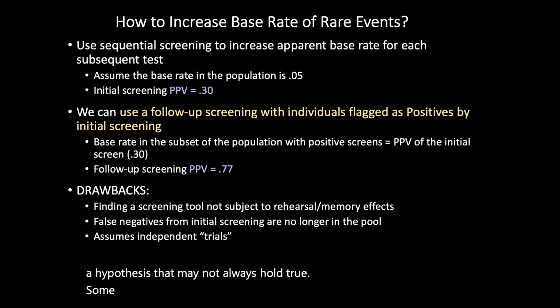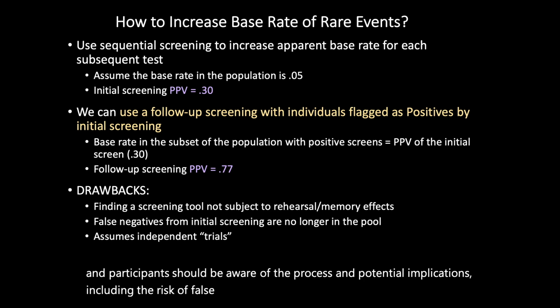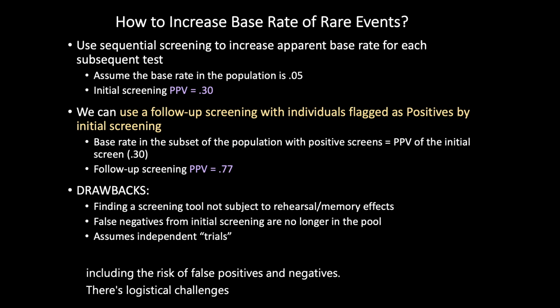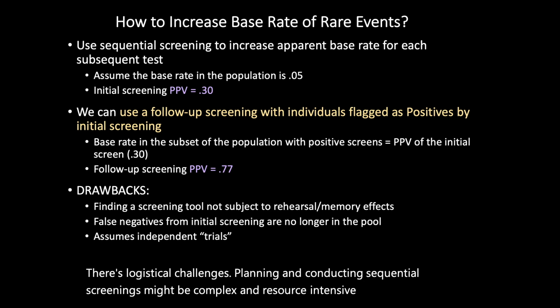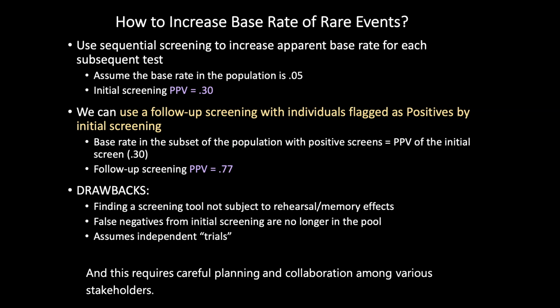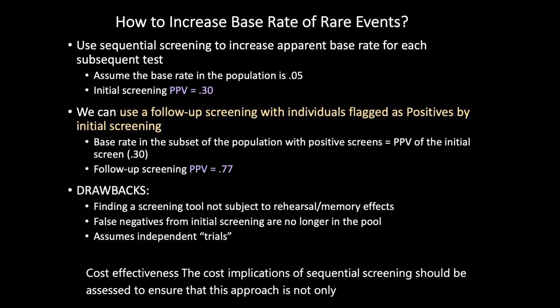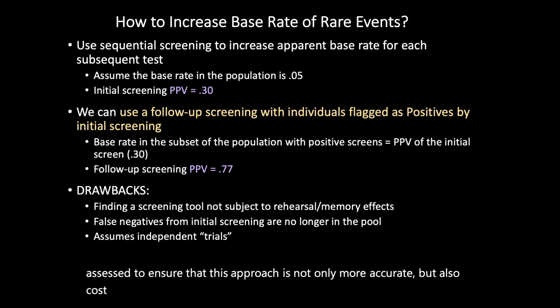Some ethical considerations: informed consent should be obtained, and participants should be aware of the process and potential implications, including the risk of false positives and negatives. There are logistical challenges. Planning and conducting sequential screenings might be complex and resource intensive, and this requires careful planning and collaboration among various stakeholders. Cost effectiveness. The cost implications of sequential screening should be assessed to ensure that this approach is not only more accurate, but also cost effective compared to other methods.